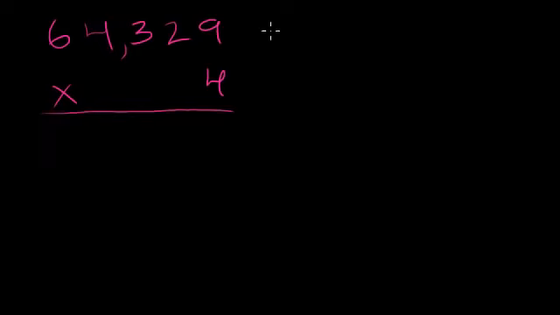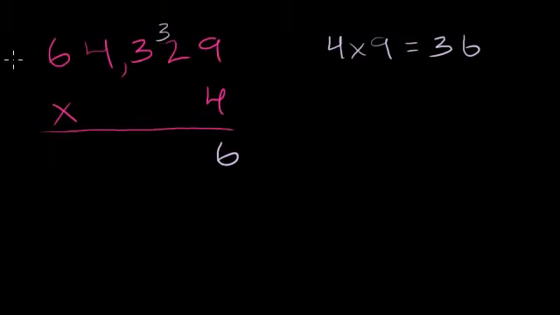So we just start off saying, okay, what's 4 times 9? 4 times 9 is equal to 36. Right? 18 times 2, yep, 36. So we write the 6 down here. Carry the 3 up there. Then you got 4 times 2, and then you're going to have to add the 3.